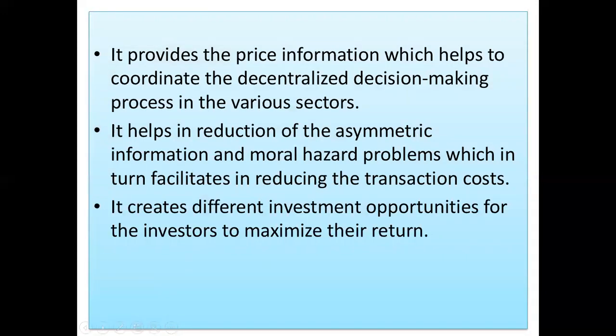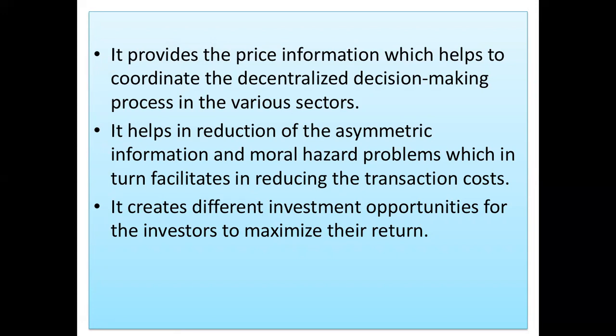It provides the price information which helps to coordinate the decentralized decision-making process in the various sectors. We know that information is very important, especially information regarding price. So there is a decentralized decision-making process in various sectors. And therefore, it is very difficult to arrive at a unique price. And the financial system provides the price information regarding the prices of bonds, prices of shares, and this will help to coordinate the decentralized decision-making process in various sectors.